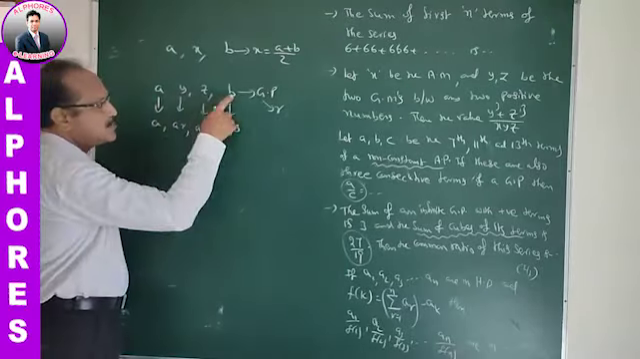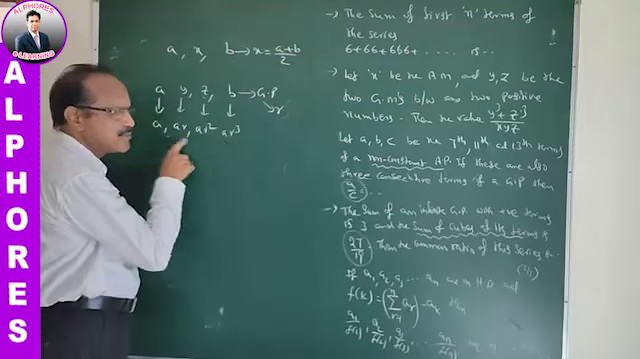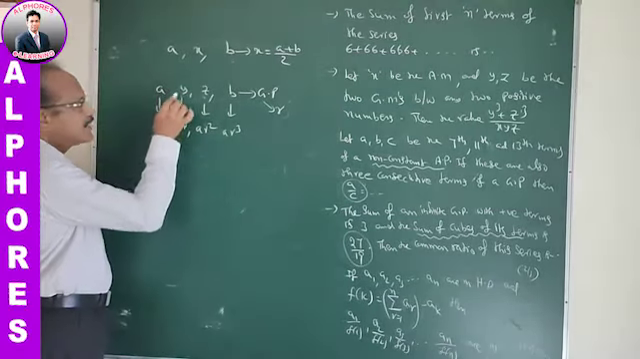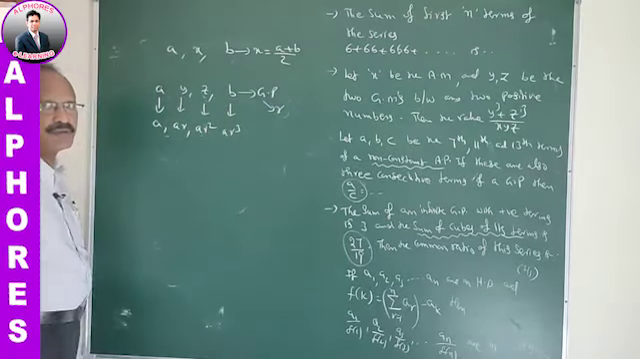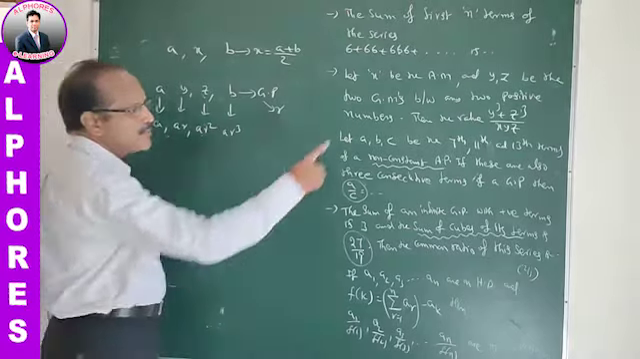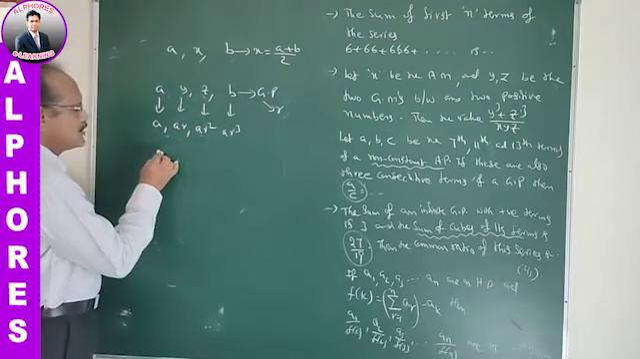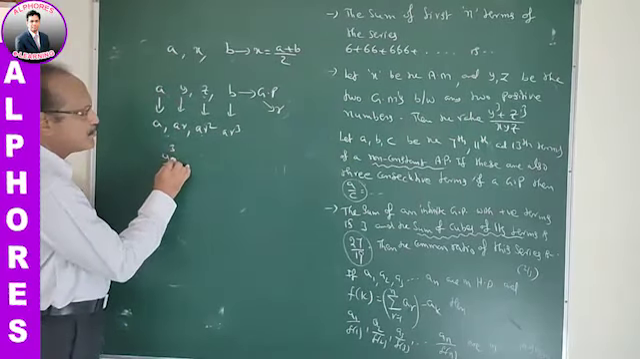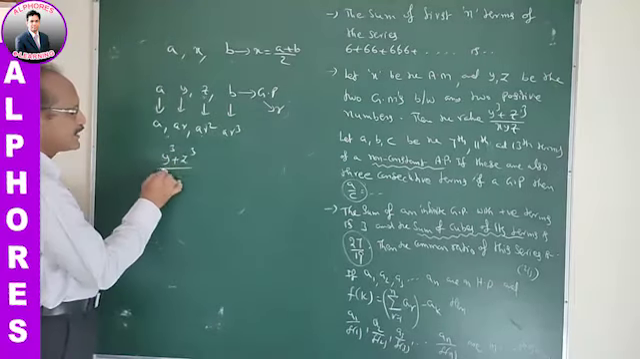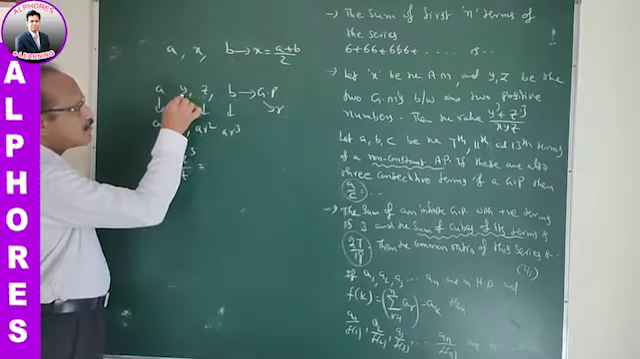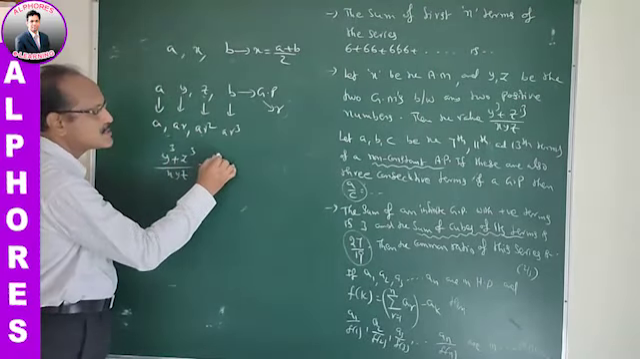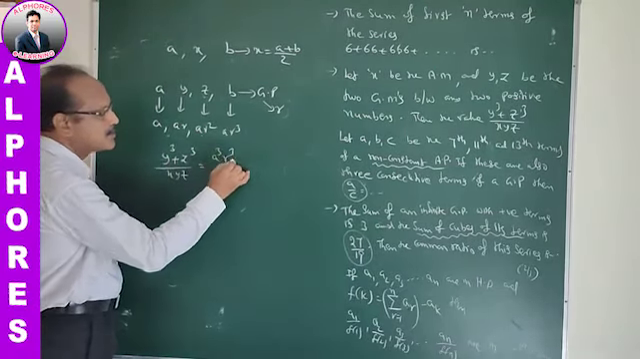These terms are in GP with common ratio R. You can write Y as AR, Z as AR square, B as AR cube. Now coming to the question, we have to calculate the value of (Y cube plus Z cube) by XYZ. Y cube is here, Y is AR. Y cube means AR whole cube, that is A cube R cube.